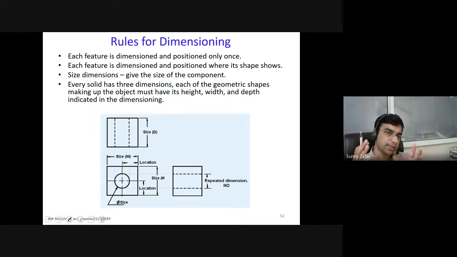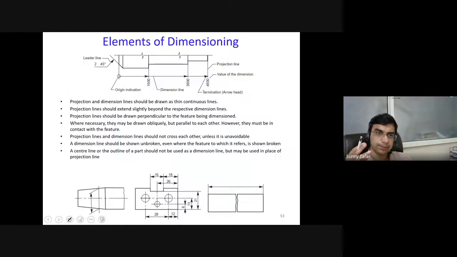There are certain rules for dimensioning, and these are again not an exhaustive list. These rules indicate that each feature has to be dimensioned and positioned only once. Generally the size of the dimension should be given properly, and there should be no repeat dimensions. More rules will be discussed as and when different machine components come up, and then you will have more clarity about how the dimensioning has to be done.